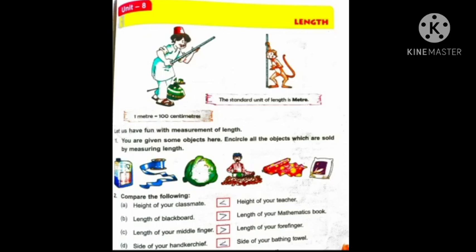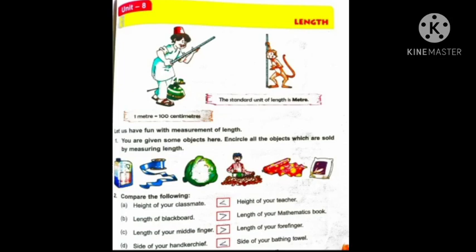Let us have fun with measurements of length. See, children, first question. You are given some objects here. Encircle all the objects which are sold by measuring length. Here some objects are given. What should you do? You have to encircle the objects which are sold by measuring length.